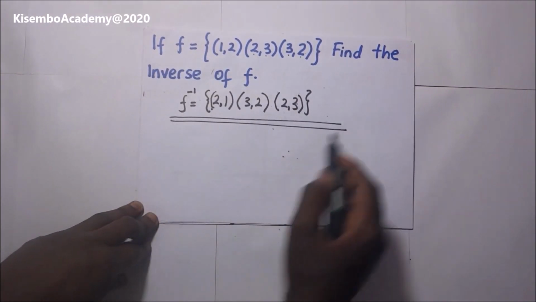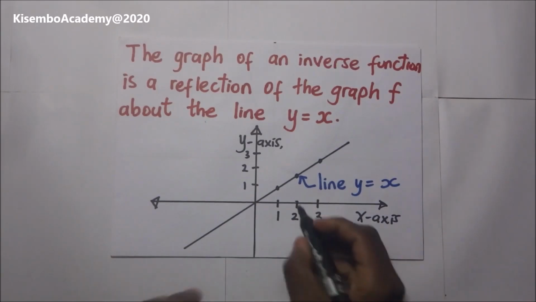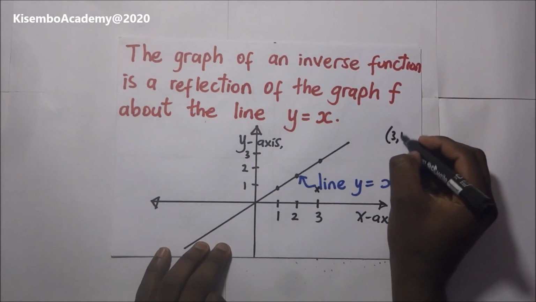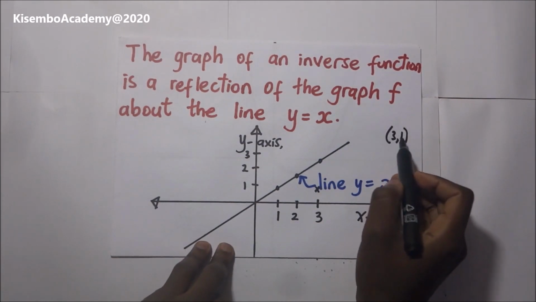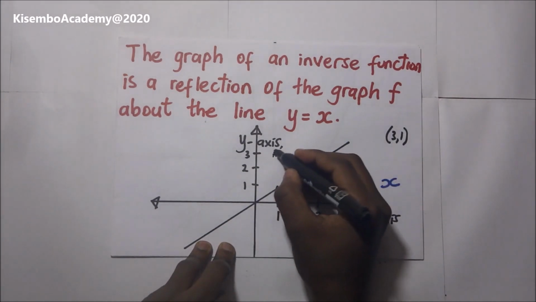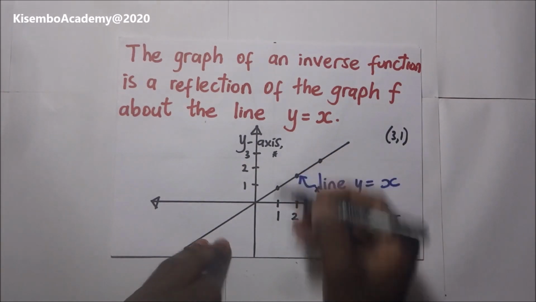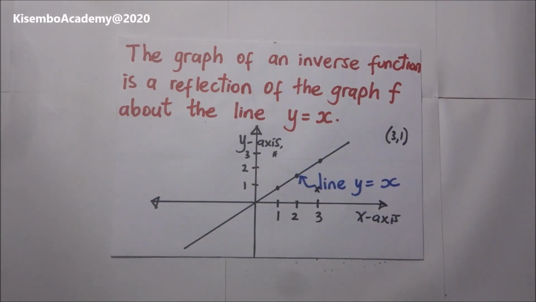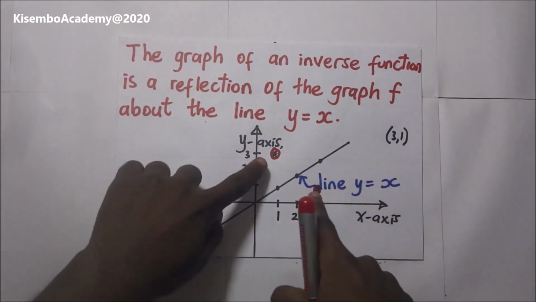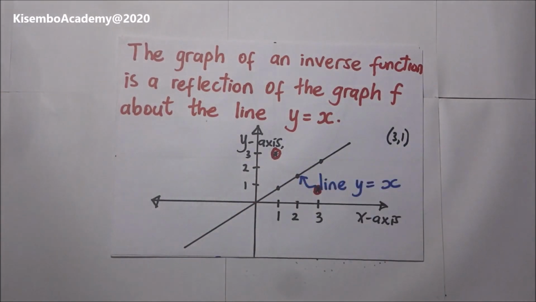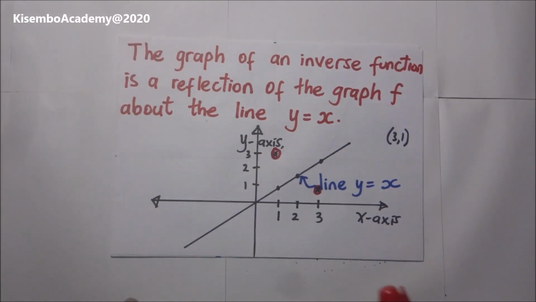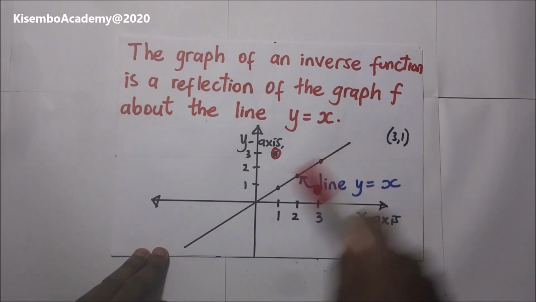This is our answer. Let's say we are having a point 3, 1 right there. The inverse of this function is going to be the reverse of this, which will be 1, 3. So we are having this point right there and another right here. If I may use another, this red point there and there, you realize that these points are on either side of this straight line. So this brings us to the conclusion that the graph of an inverse function is a reflection of the graph about the line y is equal to x.